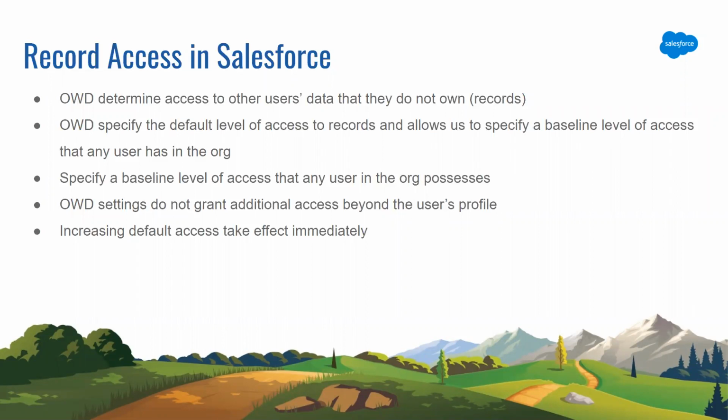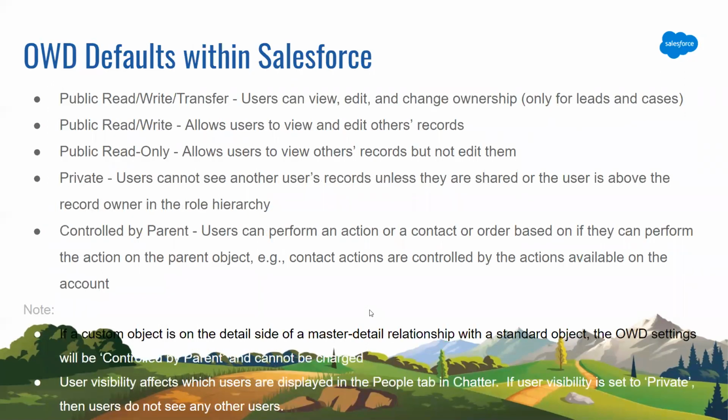The main thing I'm trying to get through on this slide is that the OWD is the most restrictive, and then with profiles, permission sets, and also the sharing rules, you're gradually extending the access to that. These are some of the more specific settings with organization-wide defaults.